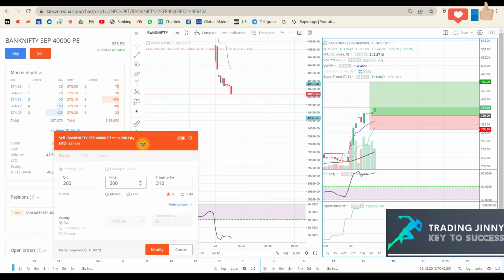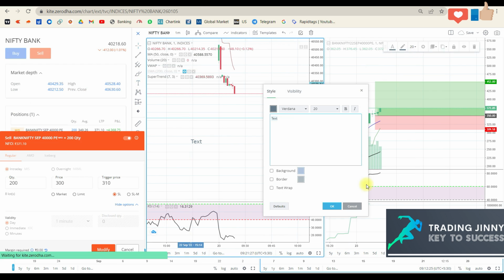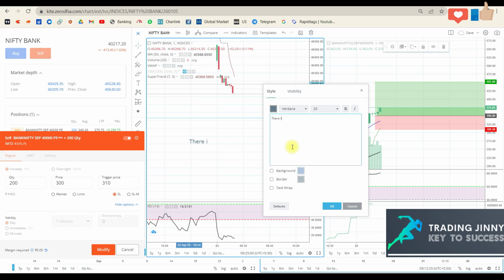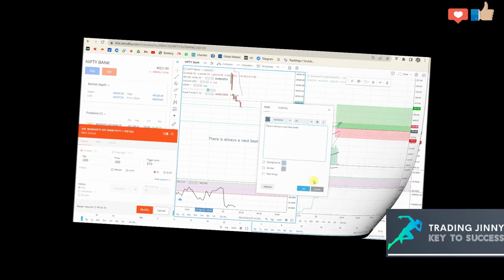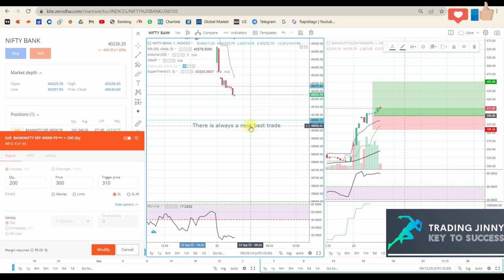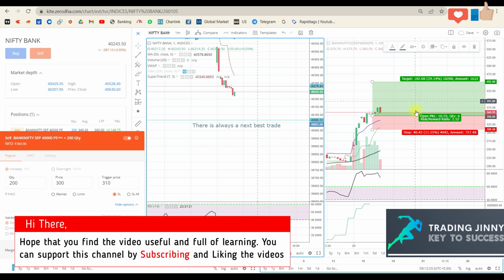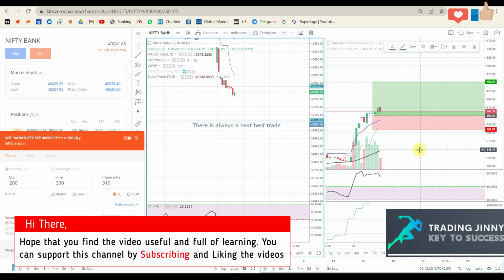While we are moving ahead, I just put my philosophy here that there is always a next best trade. So you only trade when you find a good setup. I had a good setup, hence I went for this trade. I'll wait for my target and I'll also wait for my stop loss. I'm at least targeting 40,065, and I had actually planned that.